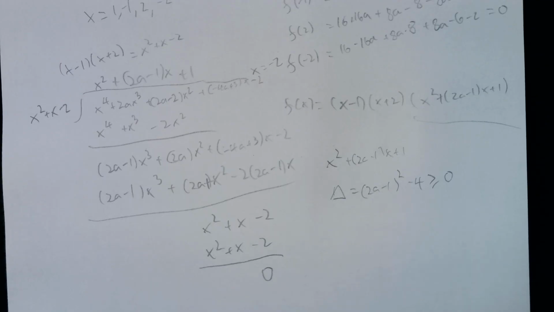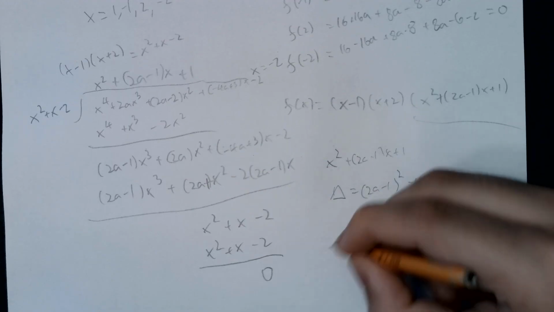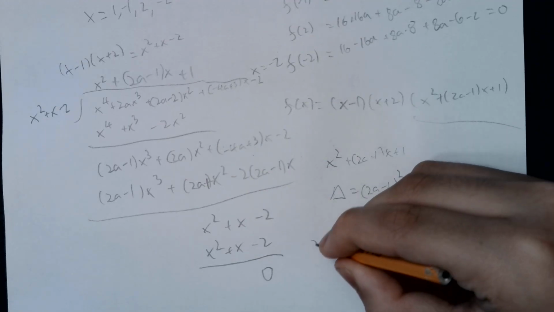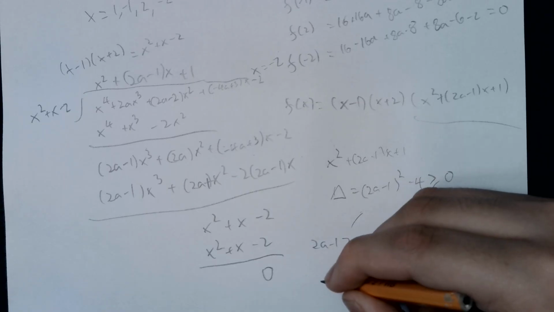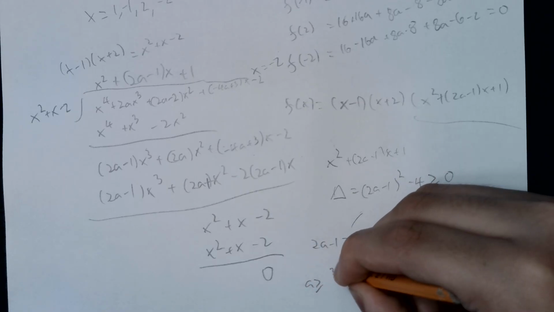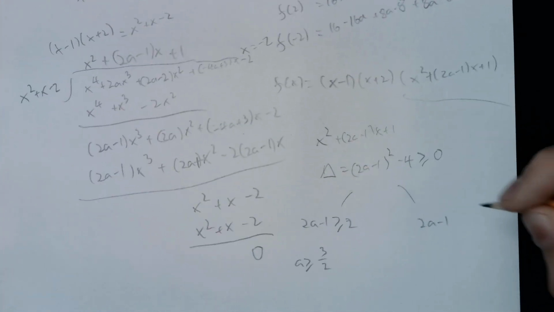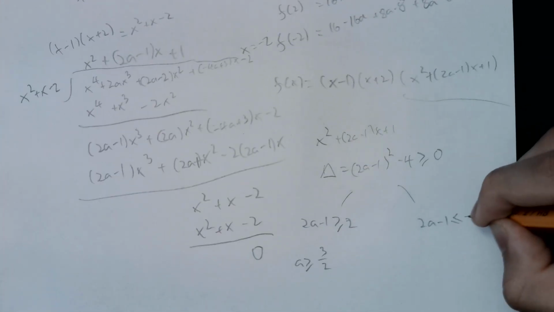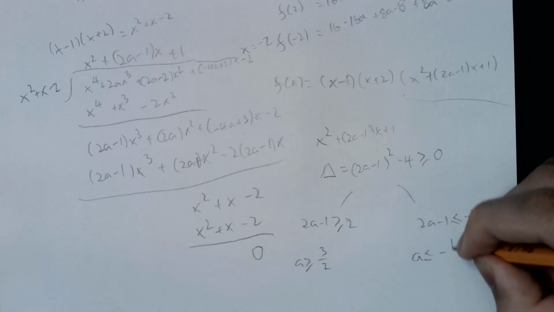Now, you can see that there are two different paths here that we can take. I'll write a little tree graph, so you can see the first condition is that 2a minus 1 is going to be bigger than or equal to 2. This means that a is going to be bigger than or equal to 3 over 2. Our second one is that 2a minus 1 is going to be smaller than or equal to negative 2. This means that a is going to be smaller than or equal to negative 1 over 2.